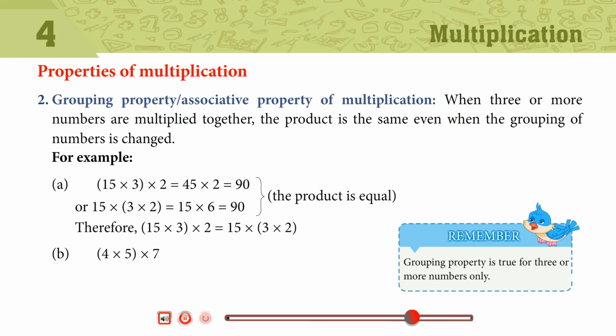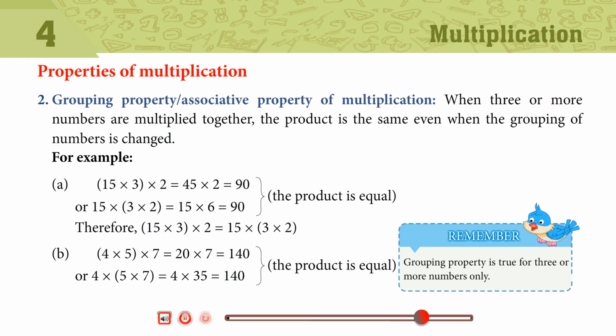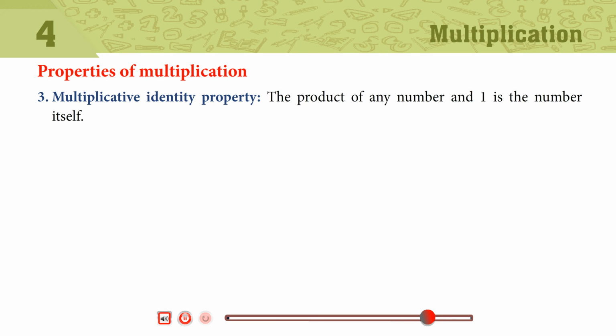B. 4 into 5 into 7 is equal to 20 into 7 is equal to 140. Or 4 into 5 into 7 is equal to 4 into 35 is equal to 140. The product is equal. Therefore, (4 into 5) into 7 is equal to 4 into (5 into 7). 3. Multiplicative identity property. The product of any number and 1 is the number itself. For example, 216 into 1 is equal to 216.